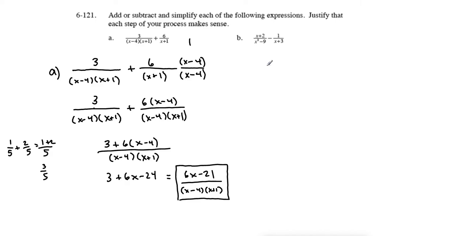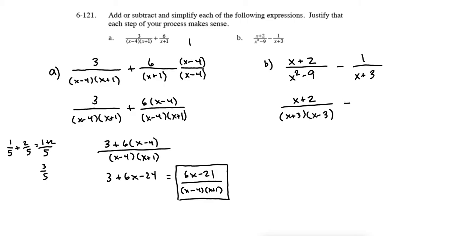Letter B. We've got x plus 2 over the quantity of x squared minus 9, minus 1 over the quantity of x plus 3. First thing we're going to have to do is factor this. It's a difference of squares, so that one should factor into the quantity of x plus 3 times the quantity of x minus 3. We're still subtracting 1 over x plus 3 on this side.